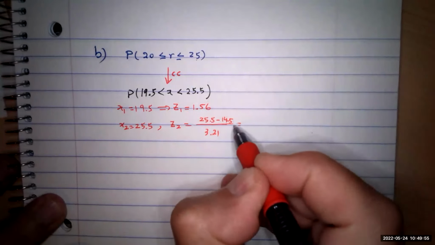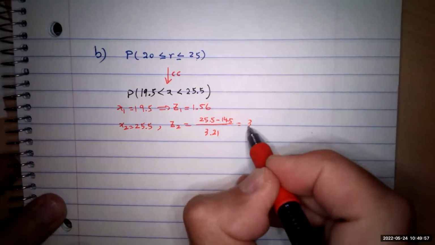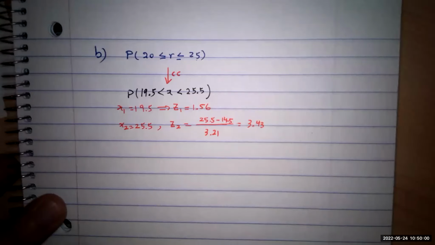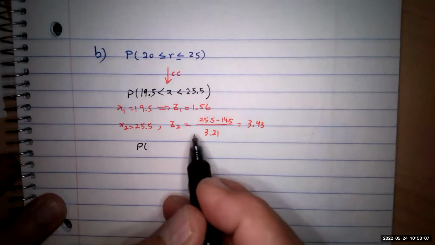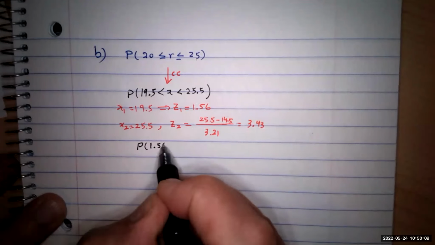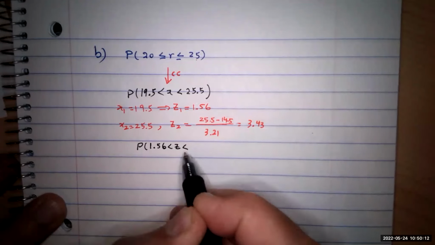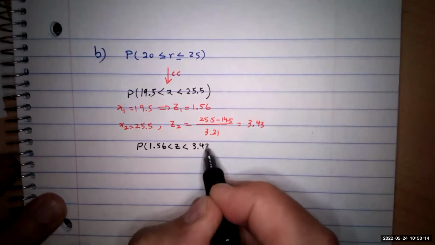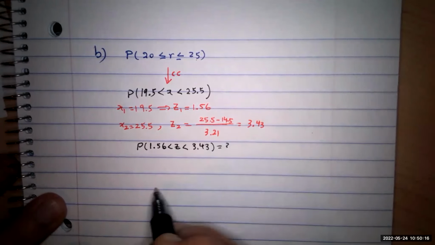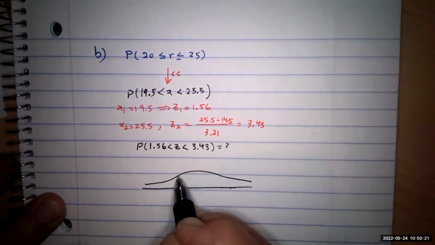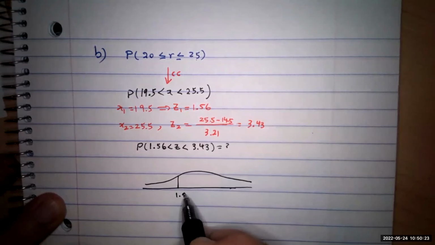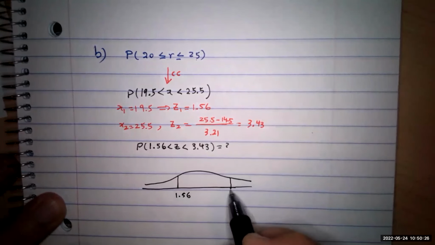And if you get this Z number, that would be 3.43. Okay, so now the question is going to be the probability of 1.56 less than Z, less than 3.43. Again, calculator or the table. If you want to use the table, you have 1.56 and 3.43 in between.